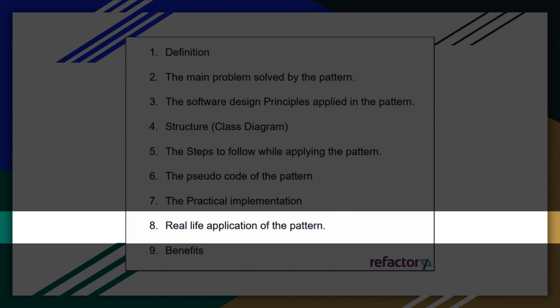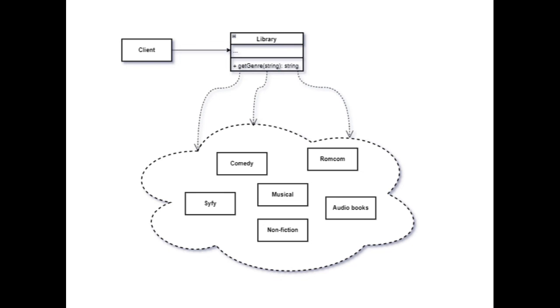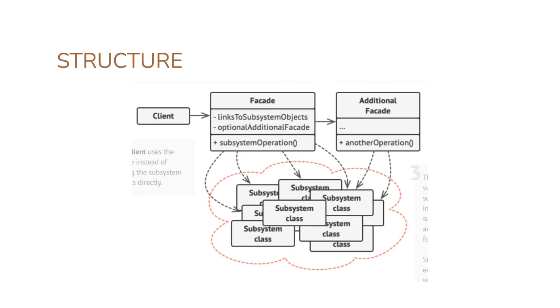So, when do we use the pattern? 1. Use the Facade pattern when you need to have a limited, but straightforward interface to a complex subsystem. 2. Use the Facade when you want to structure a subsystem into layers. This approach looks very similar to the mediator pattern.